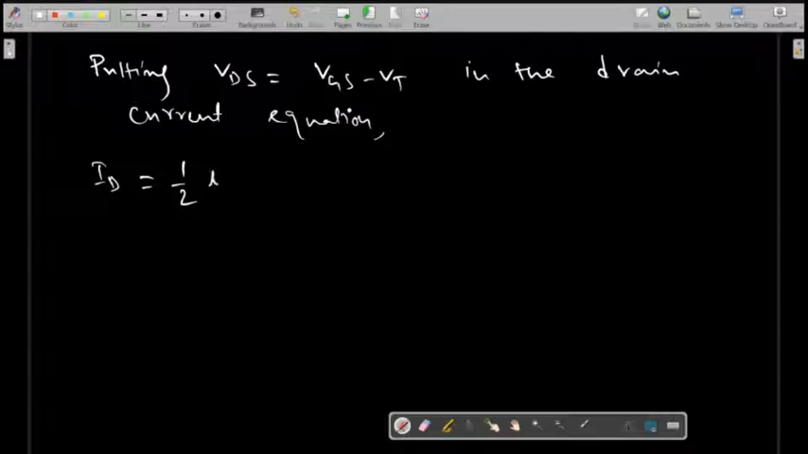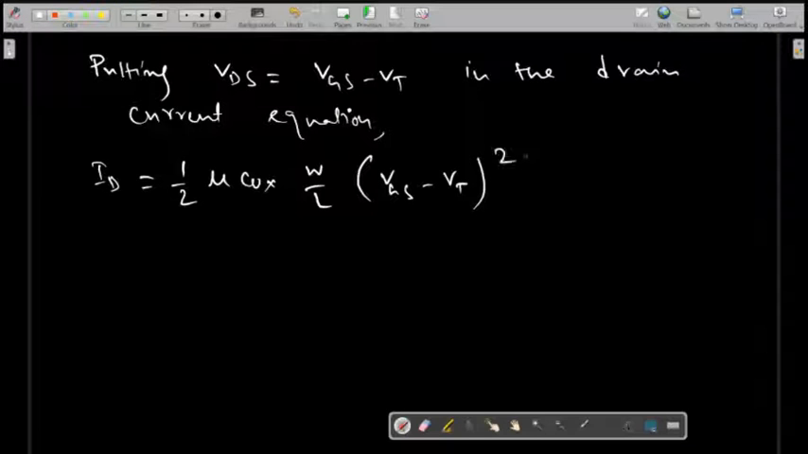Half of mu COX W by L into (VGS minus VT) square. Okay, so just check one thing. In this equation, there is no VDS term. Check, there is no VDS term.